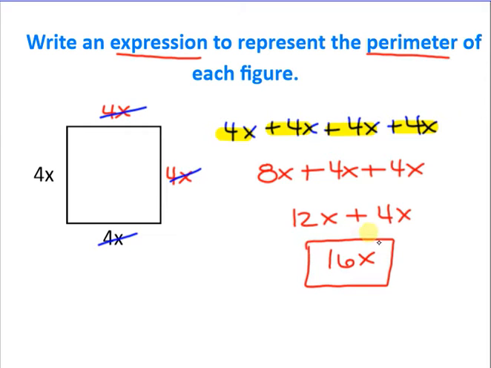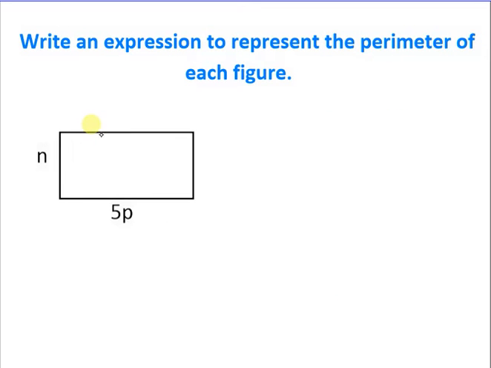Now, a question that I get a lot is, how do I know which side of the shape to start on? It doesn't matter. You can start over here, you can start over here, you can start over here, because at the end of the day, we are adding them all together. And so it does not matter which side you start on. Okay? Now, here is a rectangle. So if this side is n, this side is also n. If this is 5p, the opposite side is 5p.